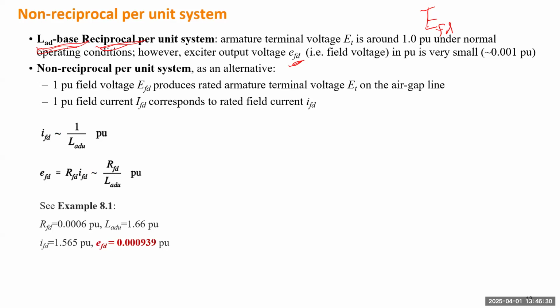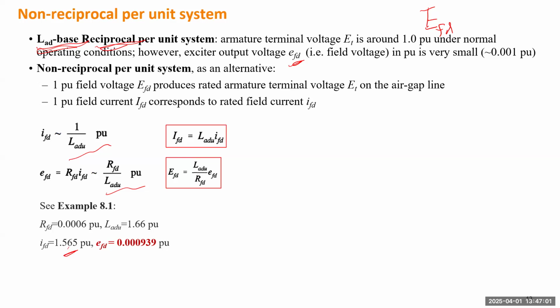So if the terminal voltage is around 1, the field current will usually be around this value, and the field voltage will be around this value. Based on that example, we already know the EFD can be very small. IFD seems to be okay, right? But EFD is very small. So it's very natural to assume the capital IFD is just the lowercase IFD multiplied by LAD.